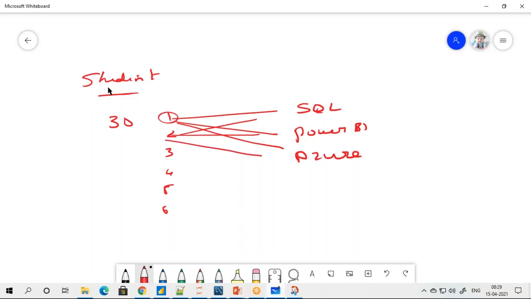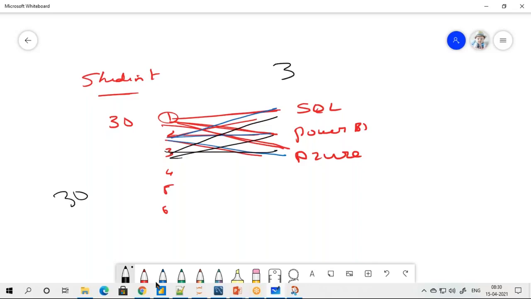One person, your ID is 1, you can have 3 courses. ID 2, again you can go for the 3. And again for this one you can have the 3. Yes, very good example. It's like the number of courses per each and every student. So finally, 30 students, 3 courses. What will be the cross join?